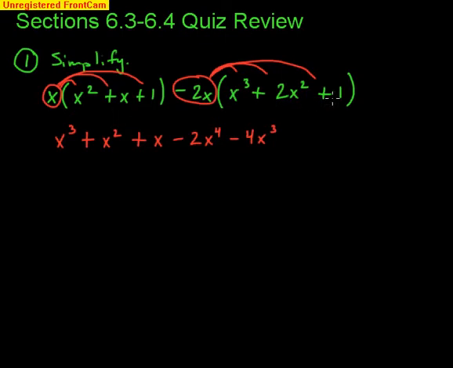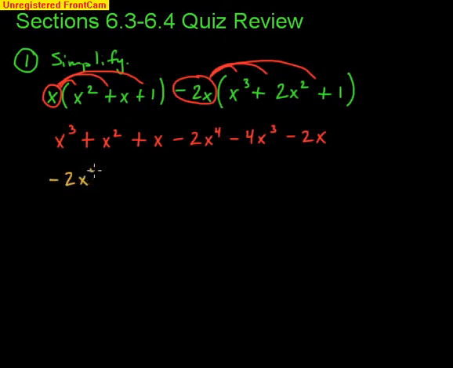And then negative 2x times positive 1. Negative 2 times 1 is negative 2, and the x just comes along. And what we've done is we've successfully gotten rid of the parentheses. And now we can combine any like terms we might see. I look for the highest power. It's x to the fourth. There's only one of them, so we just write it.